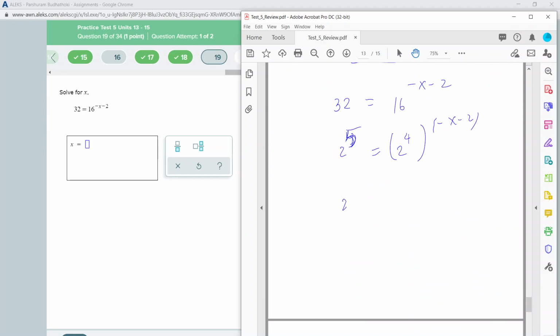So on the left side there is a 5, and on the right side there is 2, 4 times this, which is negative 4x minus 8. Because they have the same base, you can write 5 equals negative 4x minus 8. And our goal is to solve for x. So we can just add 8, which gives us 13 equals negative 4x. So to find x, just divide both sides by negative 4. So x would be negative 13 over 4, and that's the answer.